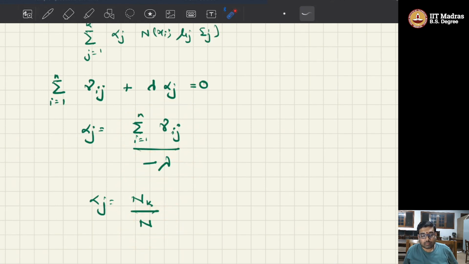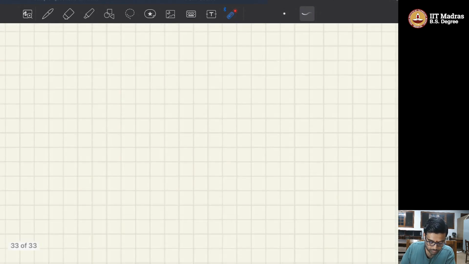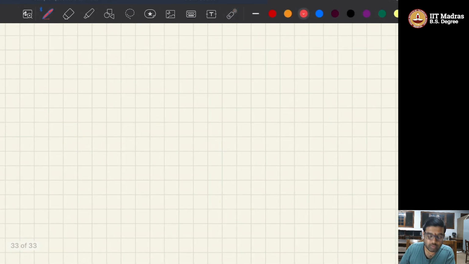This lambda is given as n. Now this is how you get the first terms in the case. Now you got the mixing coefficients. Now the remaining things need to be looked into. Now you need to get mu k and sigma k. So now let's do that.